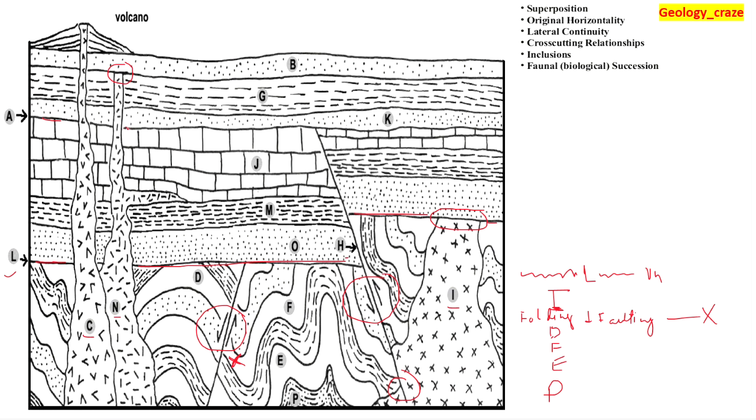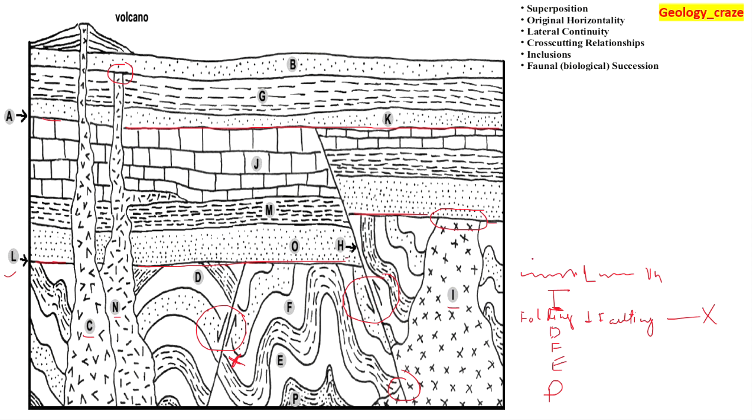How can we mark this unconformity? Because if we look at this side, we are getting a fault. The thickness of this bed J is more on this side and very little on this side. So this block is going up and this block is going down, so which kind of fault? Reverse fault.